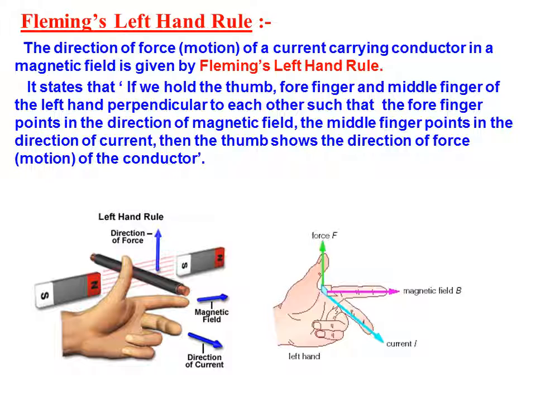Fleming's left hand rule is used in this. So stretch your left hand in such a way that the thumb, forefinger and middle finger are mutually perpendicular to each other. Forefinger shows the direction of magnetic field, middle finger shows the direction of current, and the thumb shows the force acting on the conductor, as you see in the picture given here.